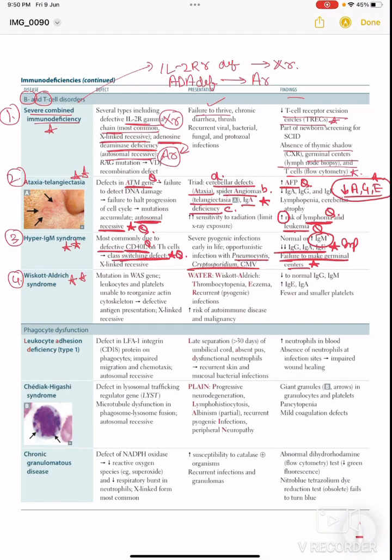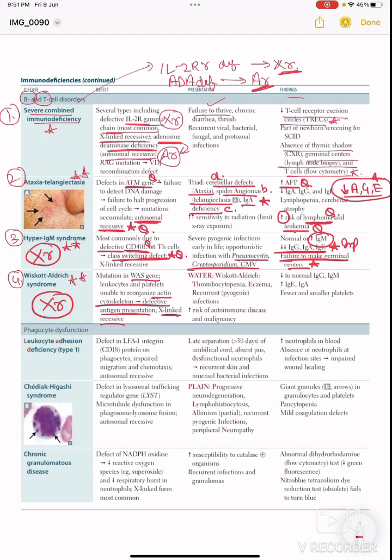Now, Wiskott-Aldrich syndrome, the last part. In Wiskott-Aldrich syndrome, mutation in the WAS gene is present. Leukocytes and platelets are unable to recognize the actin cytoskeleton, and there is defective antigen presentation. It is an X-linked recessive disorder. Important point to remember: hyper IgM syndrome is also an X-linked recessive disorder. About SCID, I have already told you, it can be X-linked recessive or autosomal recessive based on what the particular defect is.